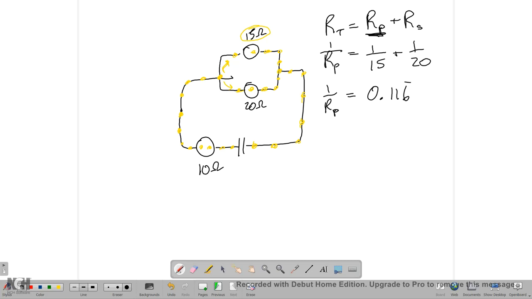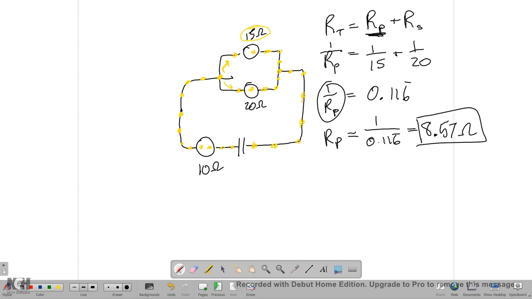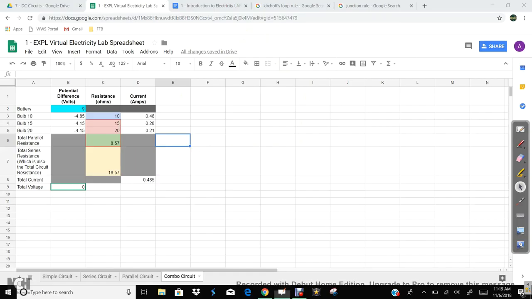0.116 repeating. Don't forget that we need to rearrange this. RP is equal to 1 over 0.116 repeating. And that is going to be equal to 8.57 ohms. Okay, so that is our parallel resistance. So we'll go back over here to right here, the total parallel resistance. I've plugged in 8.57 in that green box.